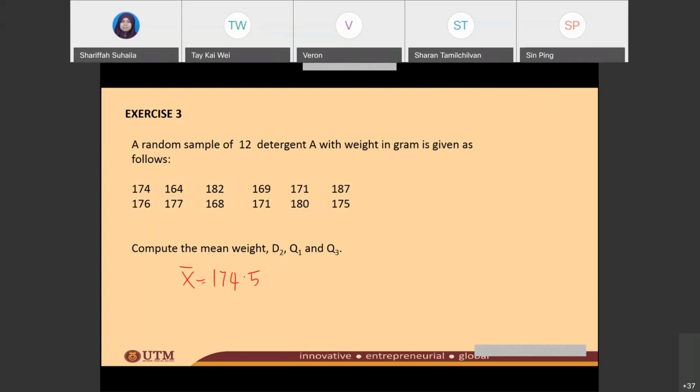So D2, that means, again, percentile. If you want to use percentile, so 20 divided by 100 times your total number of observations.